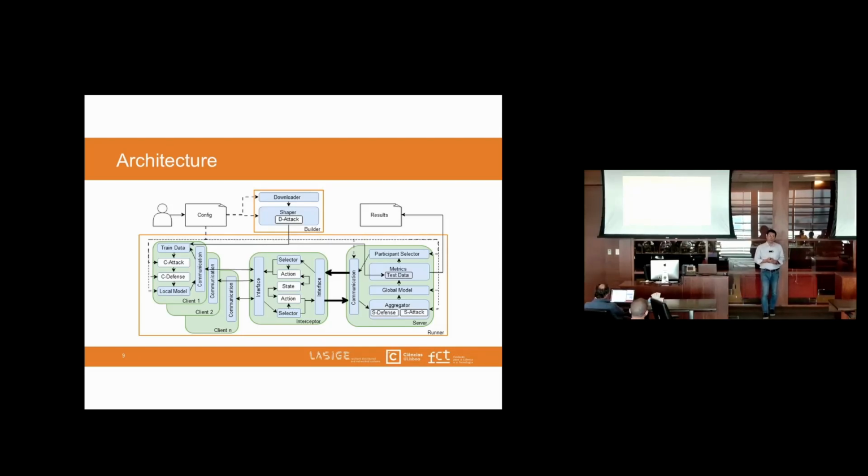So what is the architecture? Now, the architecture has two main components. The first one is called builder, and the second one is called runner. The builder is responsible for setting up the system, and basically it needs to be able to get the data set that you want to use in your experiment, and needs to be able to divide the data set among the various clients following a certain policy that you have decided. Okay? So this is one big, important task.